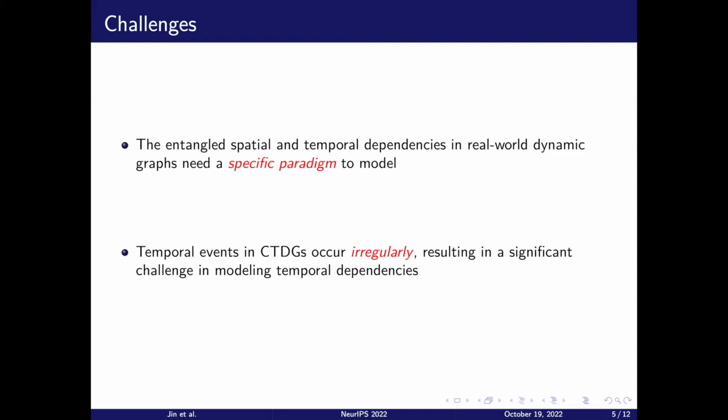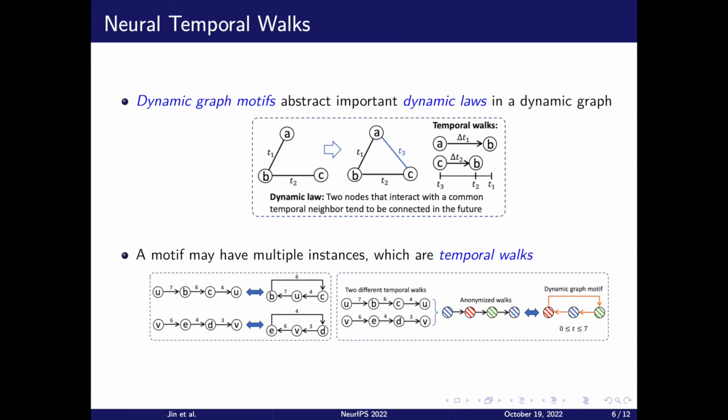Although there is some research focusing on directly learning on dynamic graphs, it has certain limitations, such as relying on discrete relaxation and failing to learn effective inductive biases. On the other hand, temporal events in real-world dynamic graphs occur irregularly, which prevents existing research from explicitly and effectively modeling temporal clues. To address these limitations, we proposed NeurTWs, neural temporal walks, which has two bases.